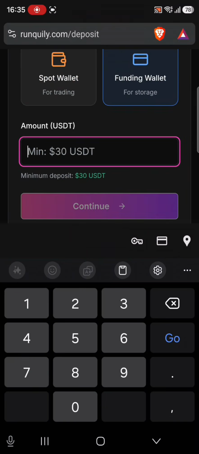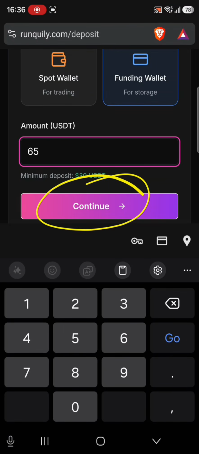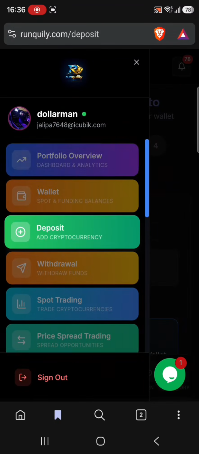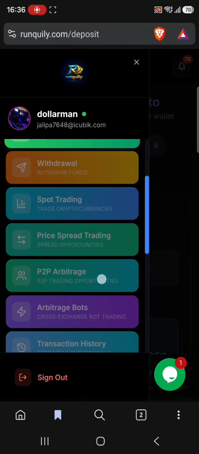You click continue, you enter amount, let's say 200 or any amount. You can enter 60, any amount. Then you click on continue, you copy the address. So let me copy mine. So you copy the address, then you go back to P2P arbitrage.